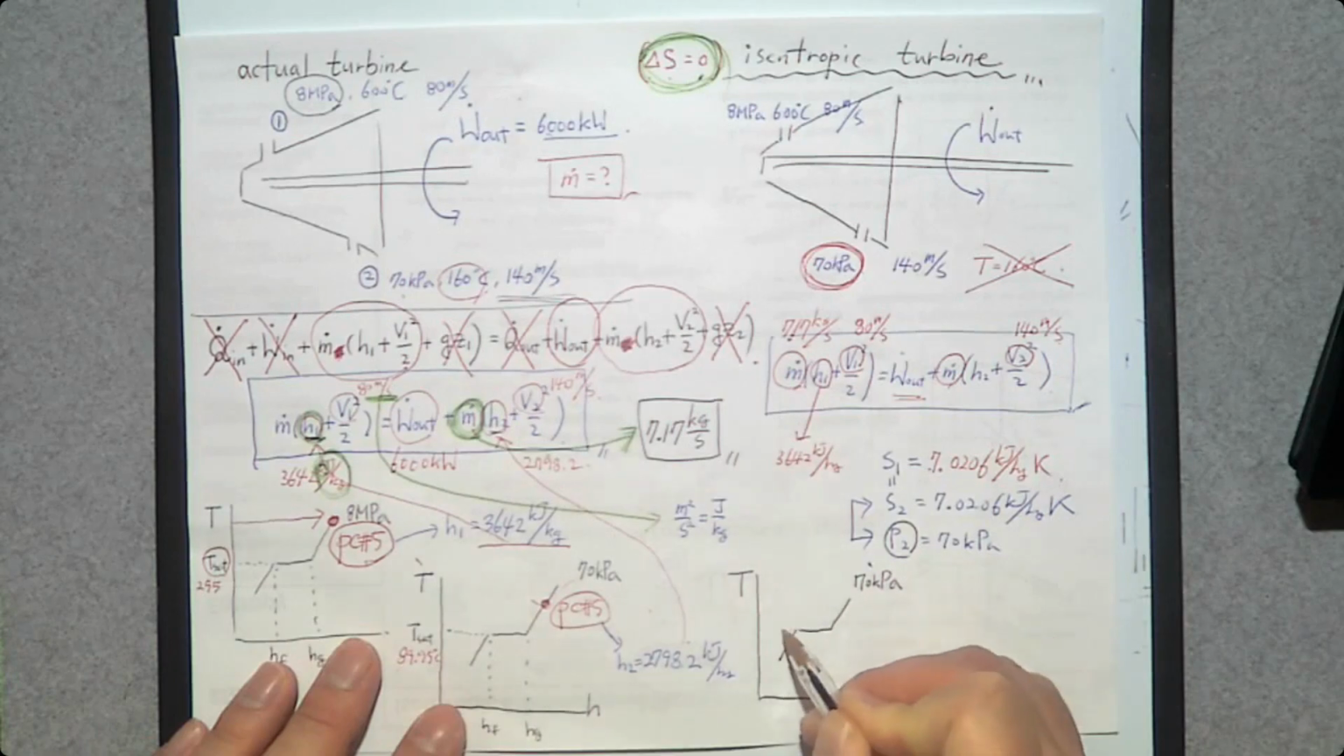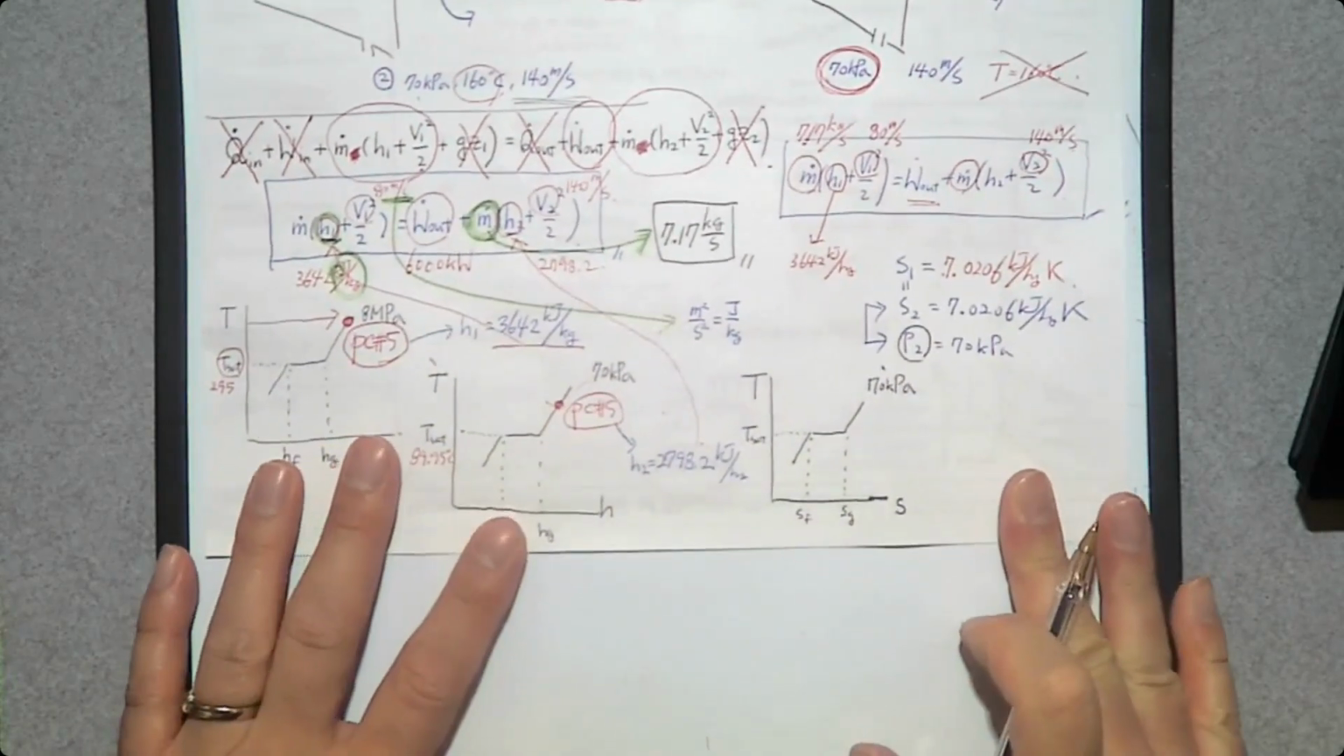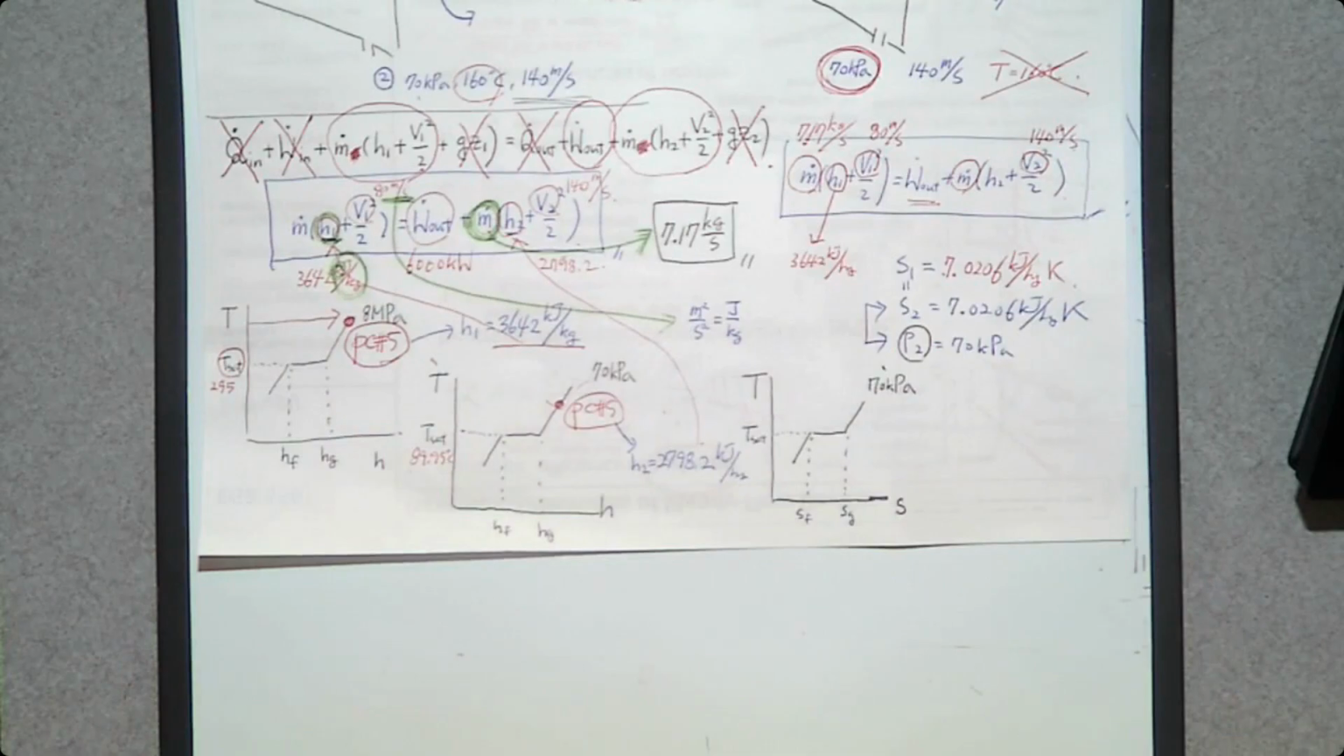How many reference properties do we need? We need T-sat, we need SF and SG. So let's find T-sat, SF, SG. Where can we find these values? From 70 kilopascal. So let me go find 70 kilopascal one more time.